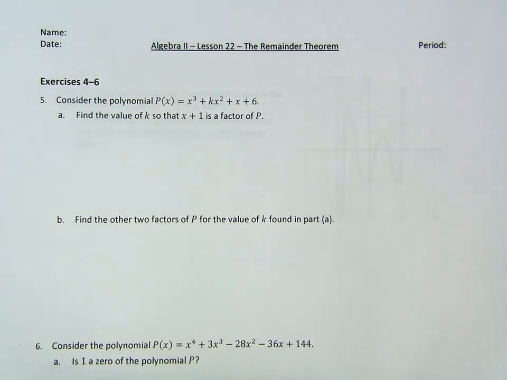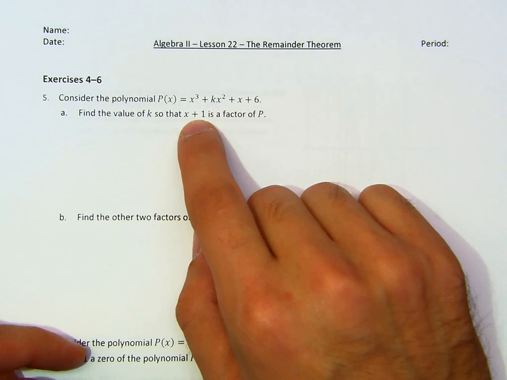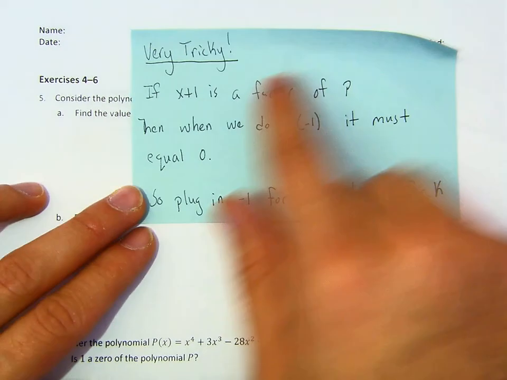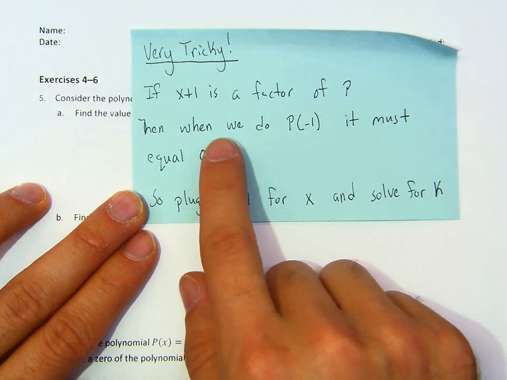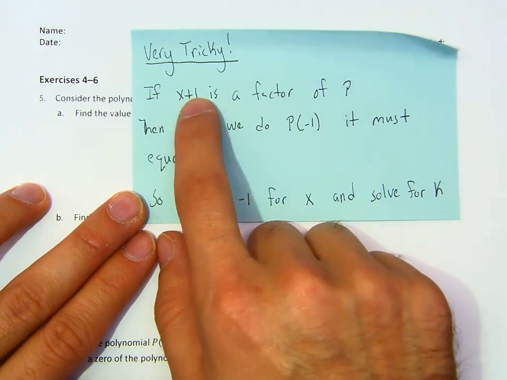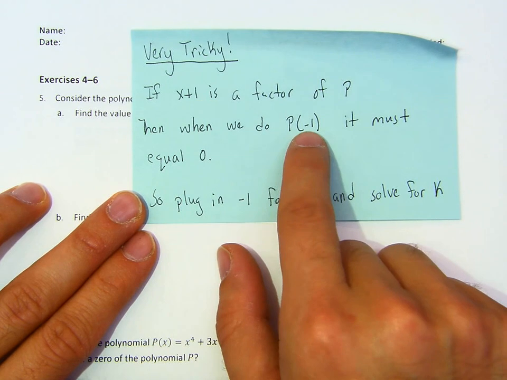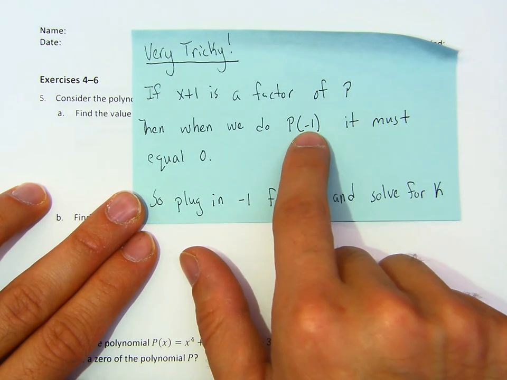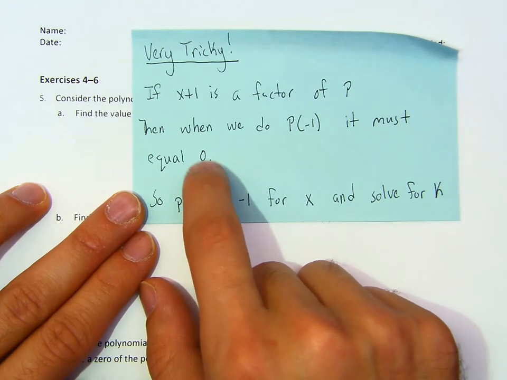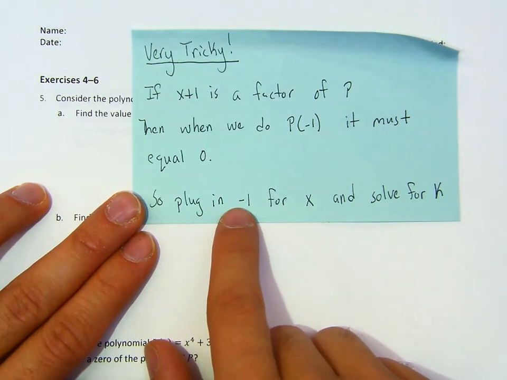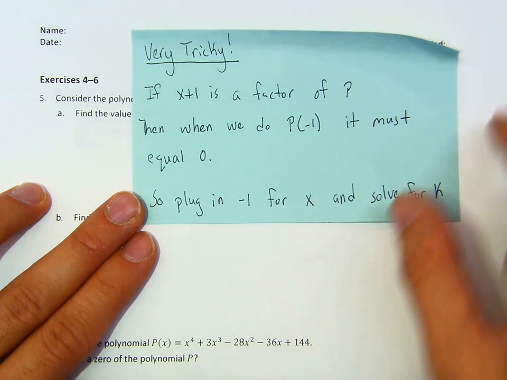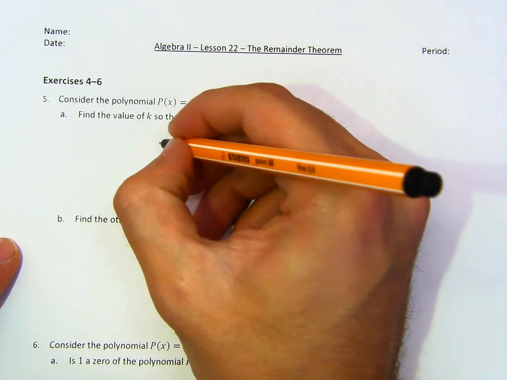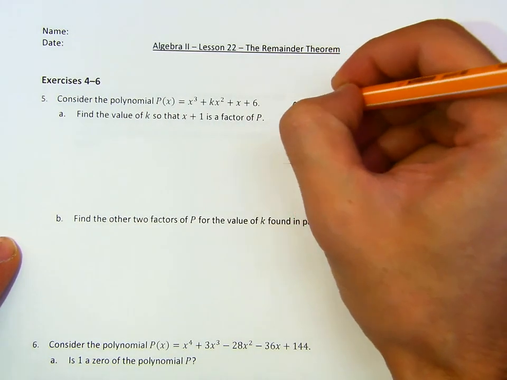One thing we have to understand is, because it's saying that x plus 1 is a factor of p, all we need to do is plug in the opposite of that x plus 1, that positive 1, which is negative 1. And because x plus 1 is a factor of p, when you plug in negative 1, it has to equal 0 as that remainder. So then plug in negative 1 for x and solve for k. So the setup to solve this problem is you have to do p of negative 1.